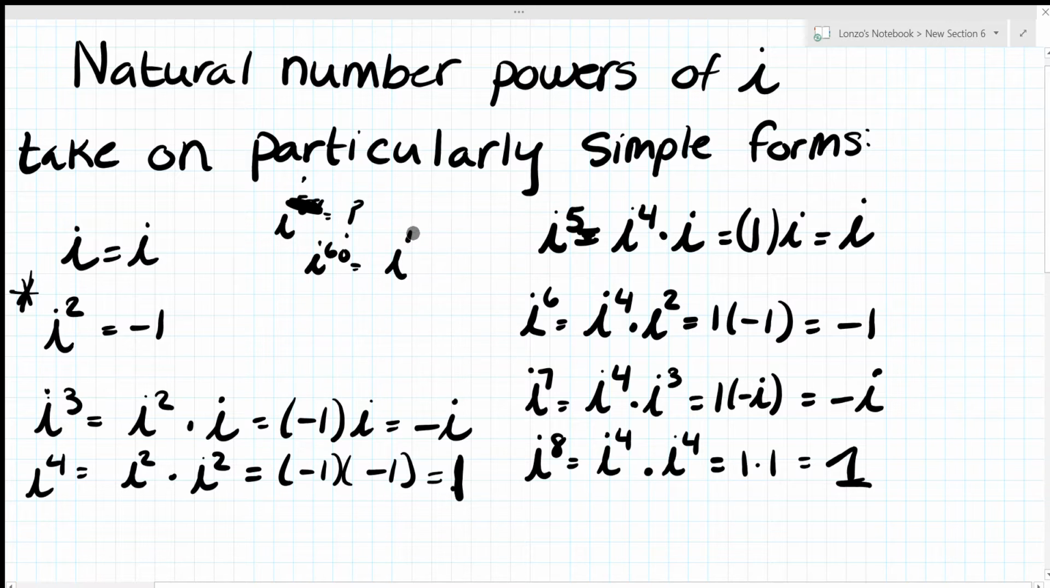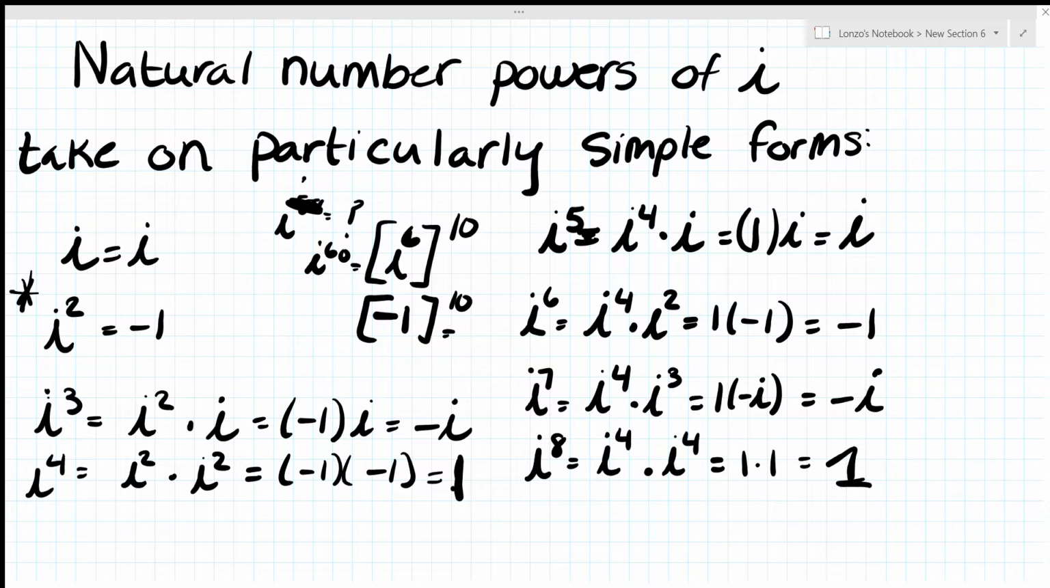What do we know? i^6 is -1. We can rewrite i^60 as (i^6) raised to the 10th power, and we know that i^6 is -1, right? And you just have to raise that to the 10th power. We know that (-1) to the 10th power, 10 is what? Even, right? So your answer is going to be 1 because the degree is even. So that's how you do really high order imaginary numbers.